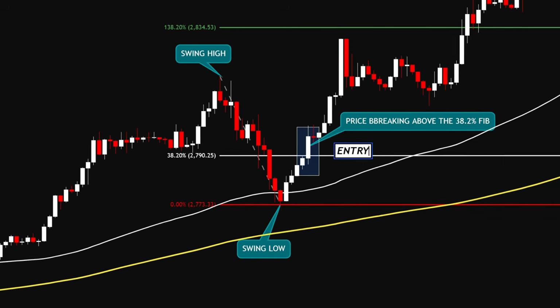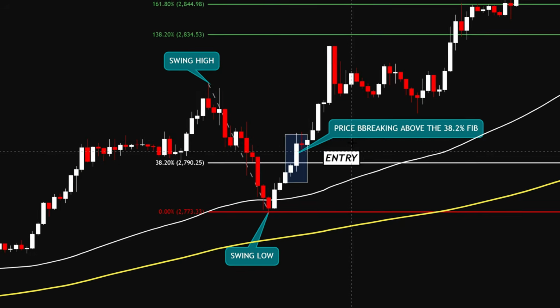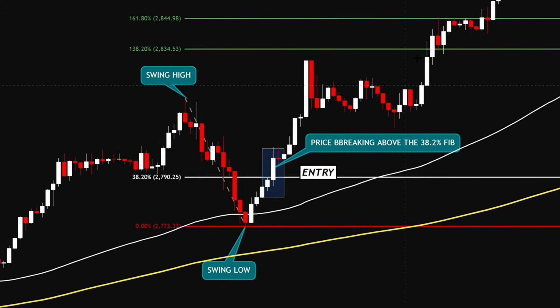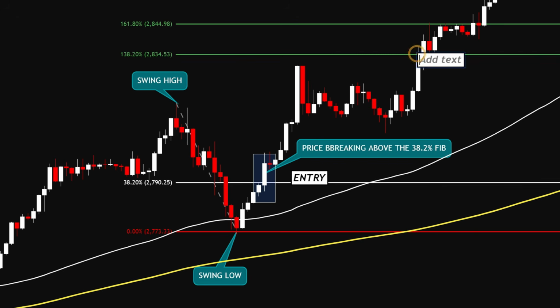Our targets are also locked in. The take profit targets would be the 138% and the 161% Fib extension levels. And your stop loss has to be set slightly below the 0% level of the Fibonacci tool.